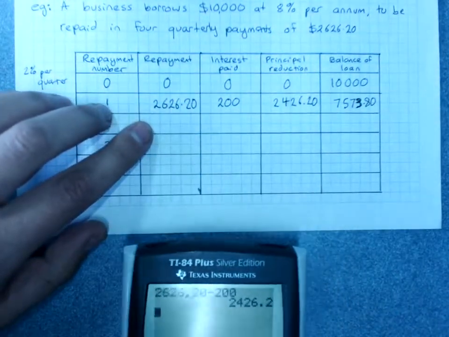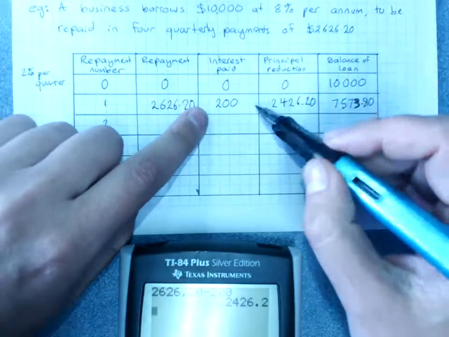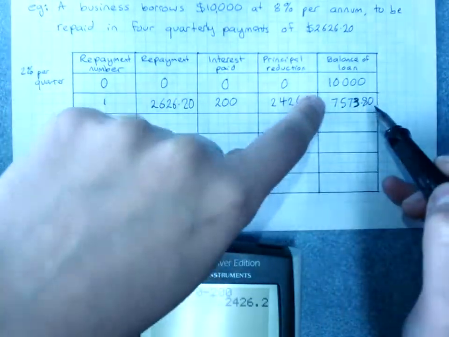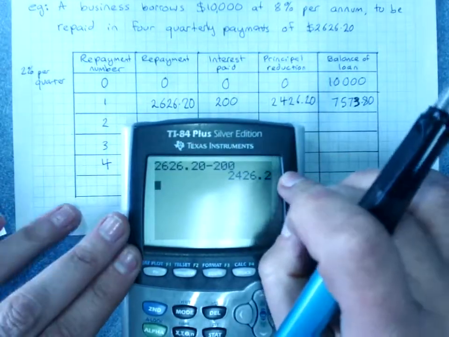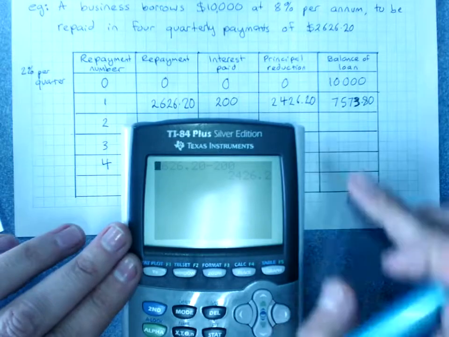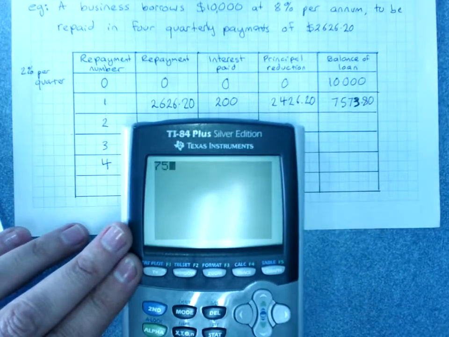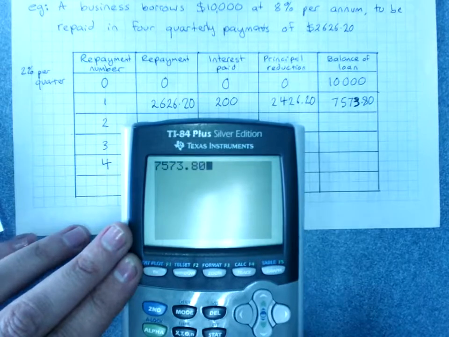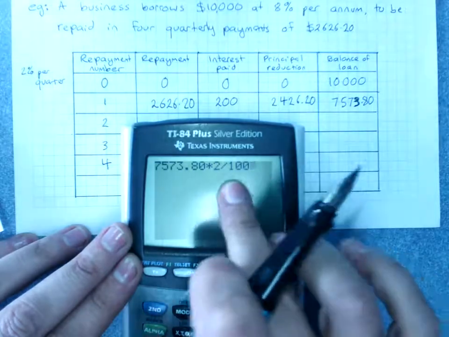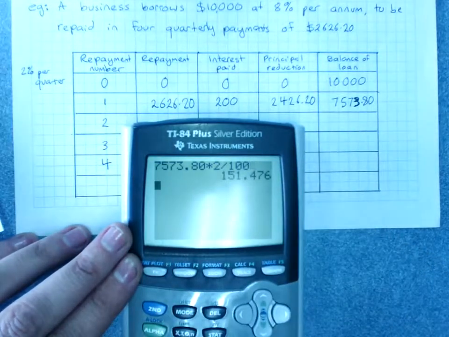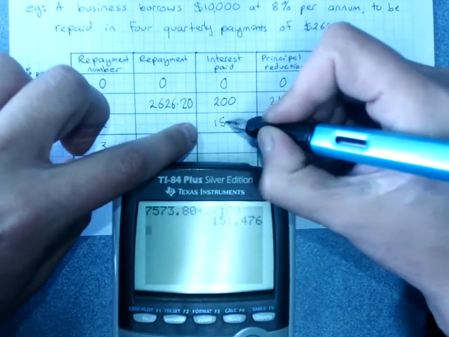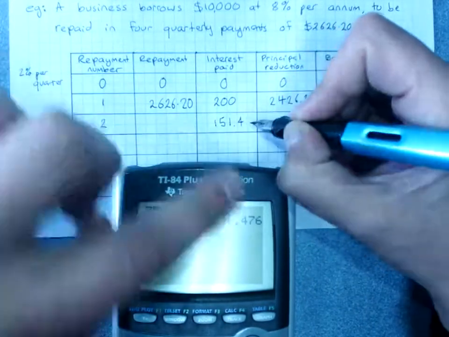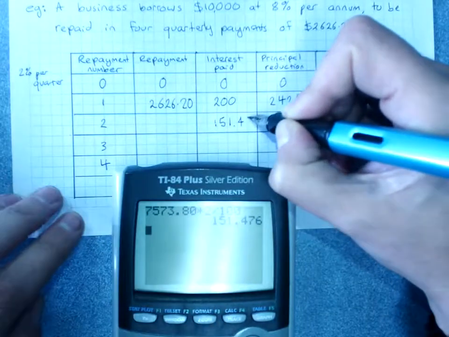Next repayment period, I need to recalculate the interest based on 2% of this new balance, which, if I am feeling very clever, I already had here because I should have done these two in a different order. 7573.80 times 2 divided by 100. Remember, that's 2% as a decimal. My interest being charged now is much less because I owe much less money. Round to 2 decimal places, so this will be 48.